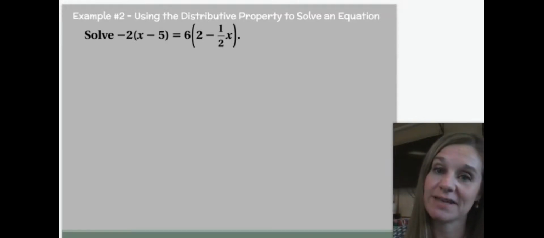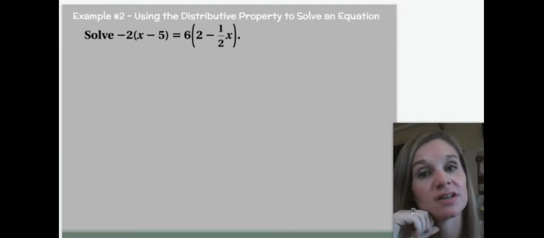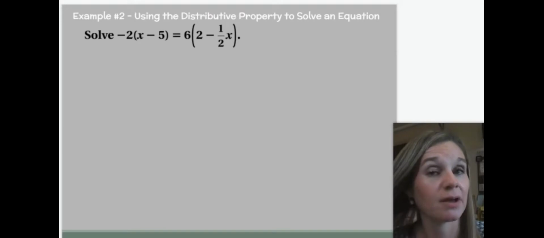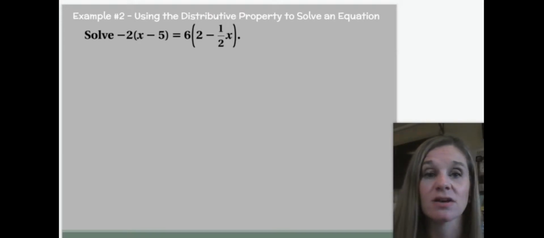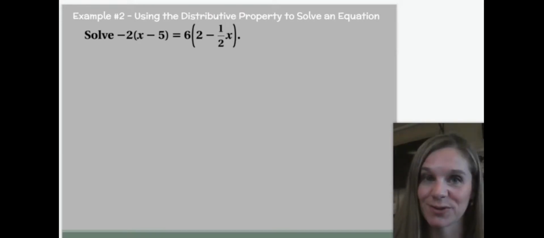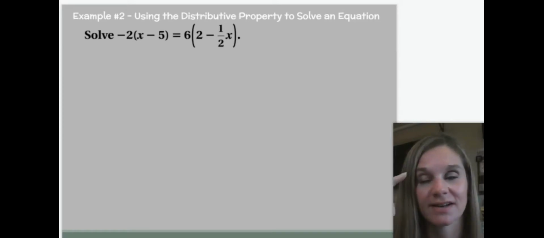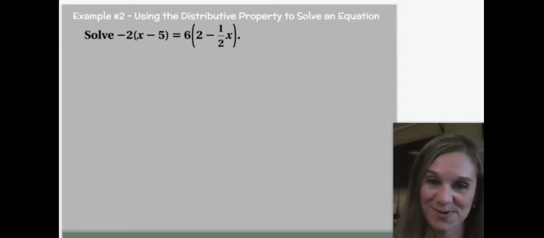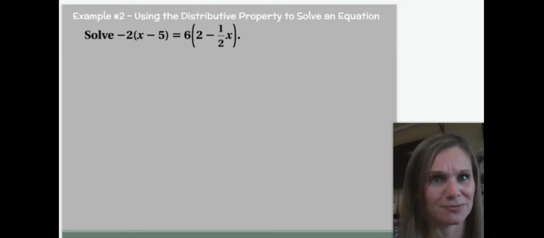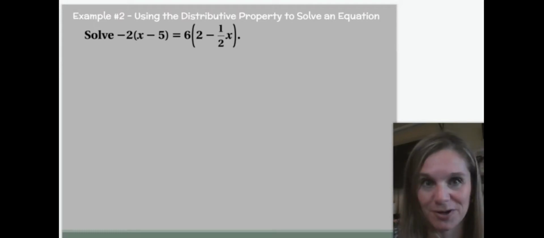Alrighty, moving on to example number 2. So this question is going to use the distributive property in combination with variables on both sides. I'm going to attempt to fit this all on one screen, but I bet when it's all said and done, I'll have to erase and do a second part. So I'm going to start out by writing this just a little bit bigger because it's really hard for me to work with tiny little numbers.